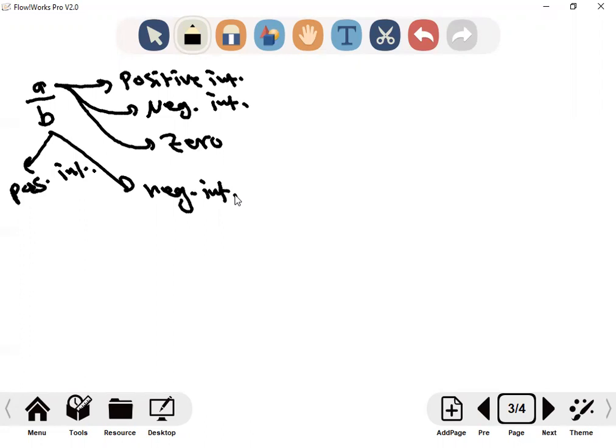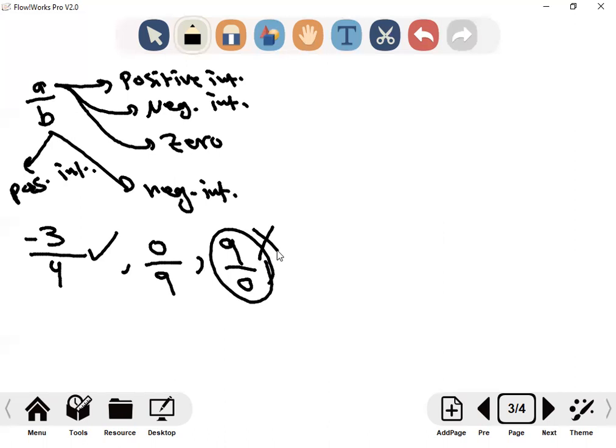For example, if I say negative 3 over 4, is this a rational number? Yes. This is an integer, this is an integer, both are integers. The 4 is not 0, so we are okay. So this is a rational number. What about 0 over 9? Rational number. 9 over 0 is not a rational number, and it's undefined. It is what? Undefined. Okay, how about this one?